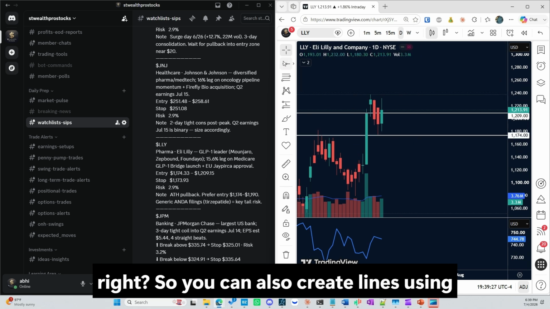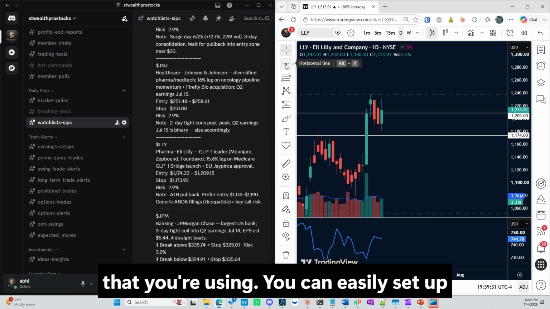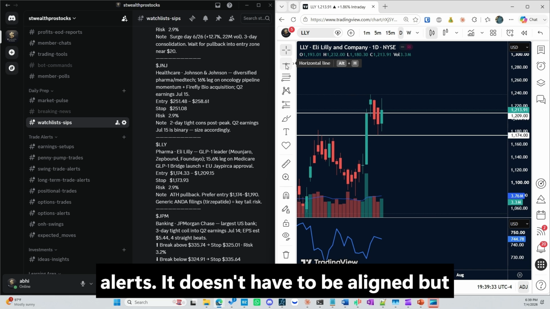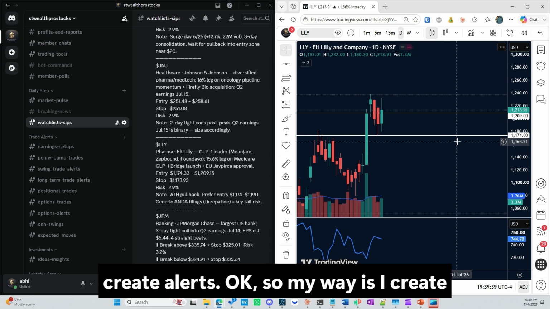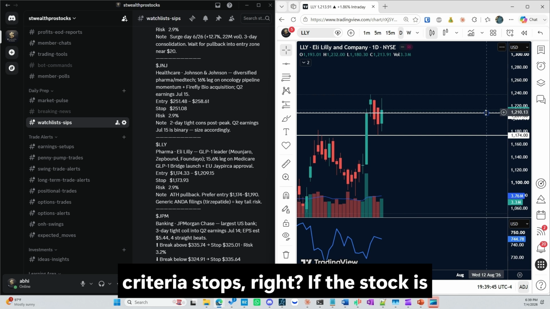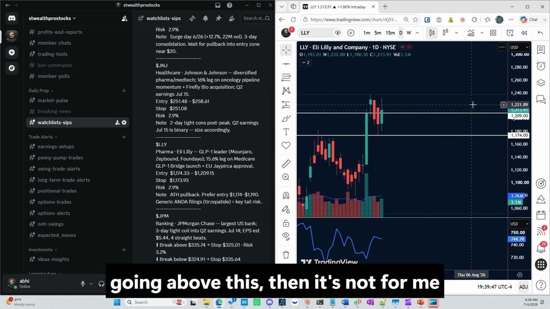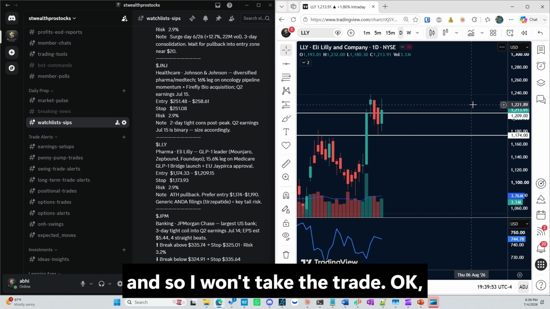I use this data, the entry ranges and exits, and I set up lines like this. You can also create lines using TradingView or any brokerage software that you're using. You can easily set up alerts. It doesn't have to be a line, you can just create alerts. My way is to create a line where my entry criteria stops. If the stock is going above this, then it's not for me because my risk is going to be higher, so I won't take the trade.